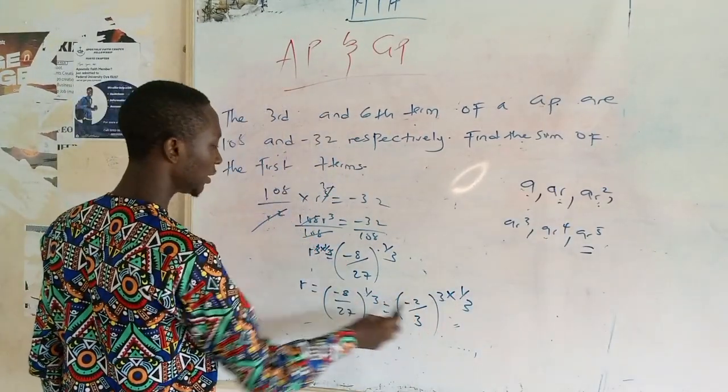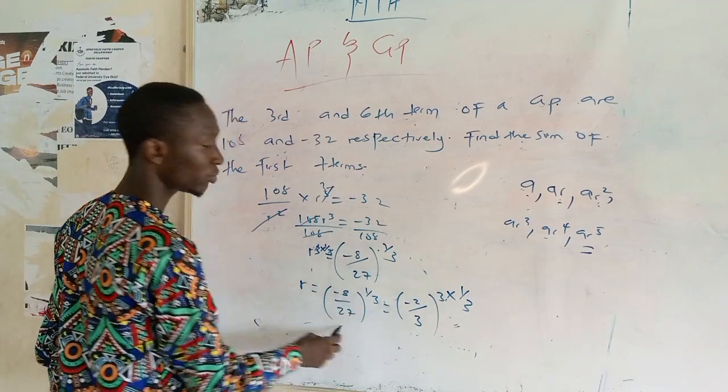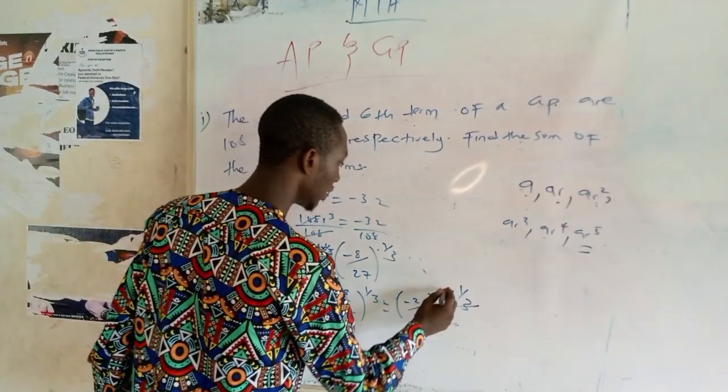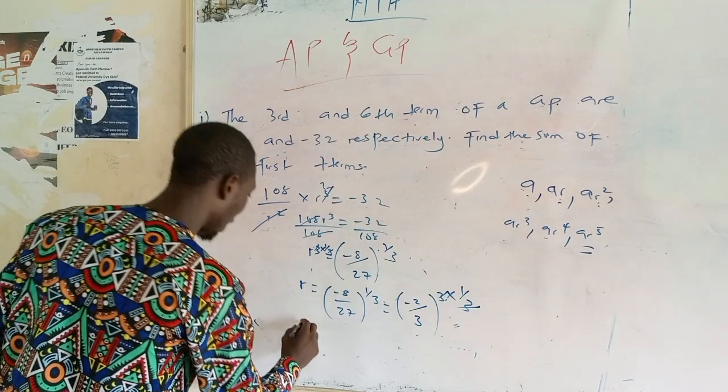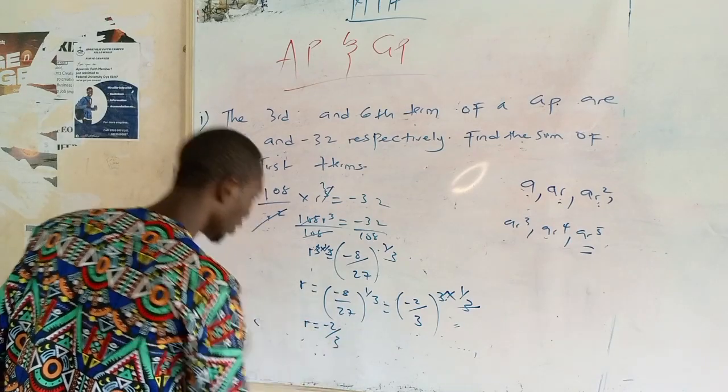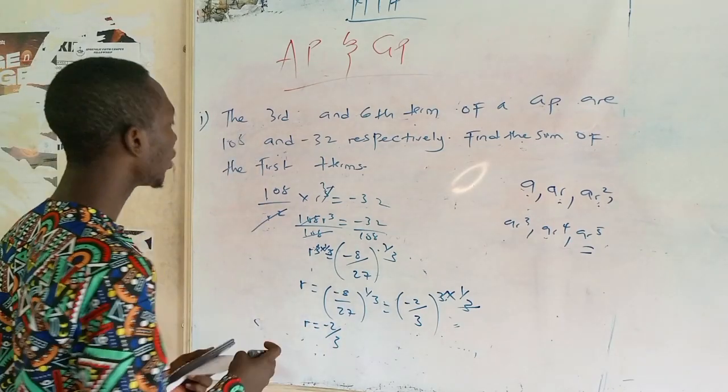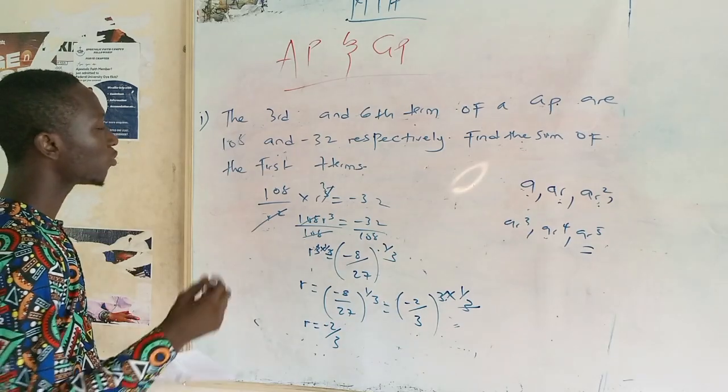Now, 2 raised to the power 3 is 8, and 3 raised to the power 3 is 27, so nothing changes. So 3 cancels 3, and we are left with R equals minus 2 over 3. I've gotten my common ratio. So what am I left to find? I'm left to look for my A.